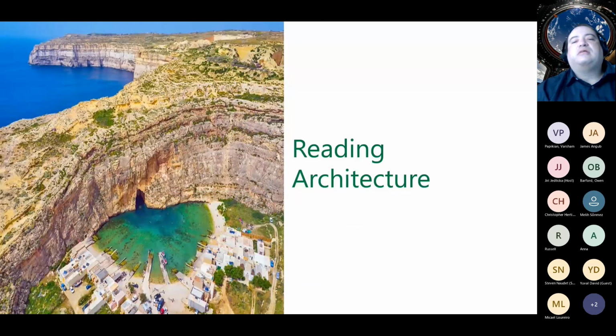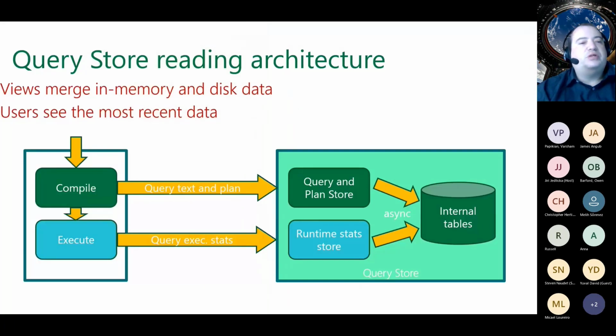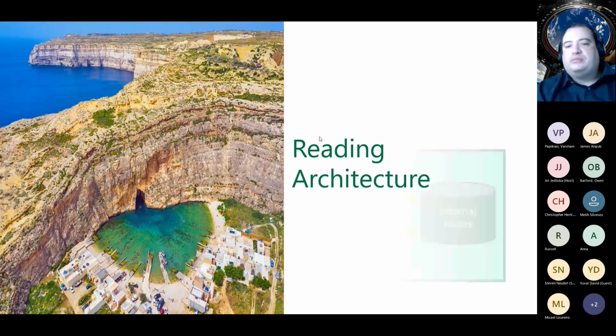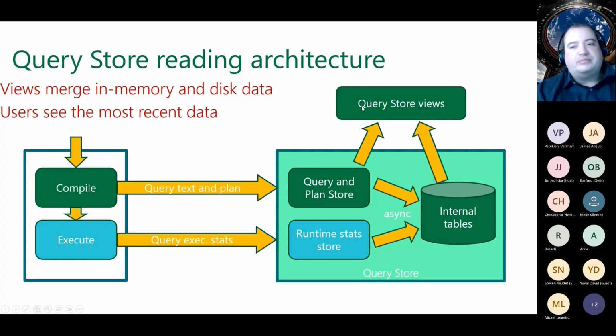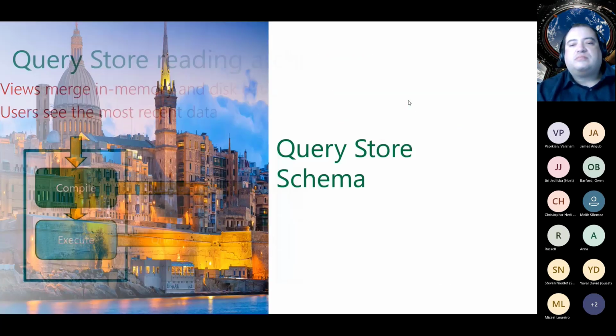And the reading architecture, how can we access this information? Query Store uses DMVs, which allow us to access this data, and they in fact merge the data between what is saved and what is in memory. So this results in the Query Store views. We can get all this data, from saved and in memory, together.